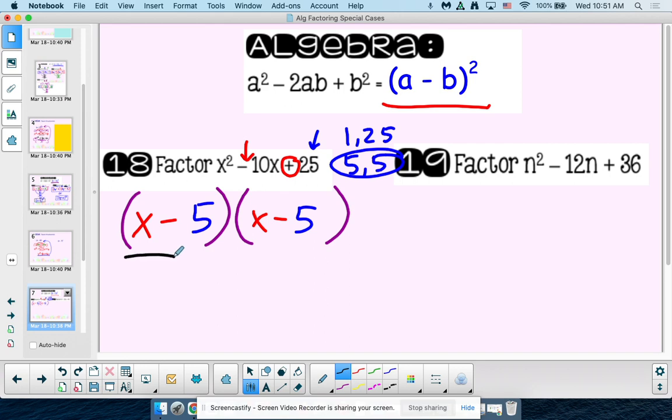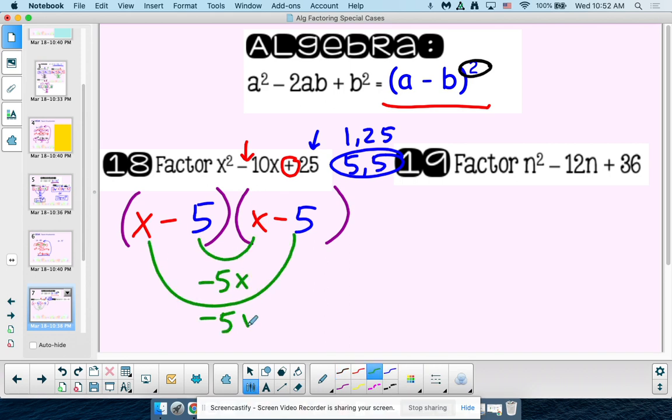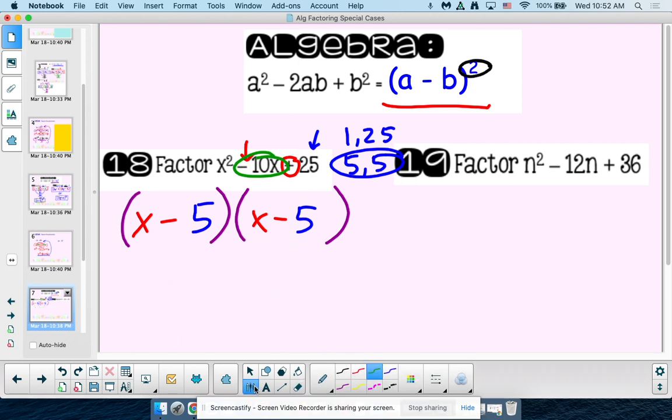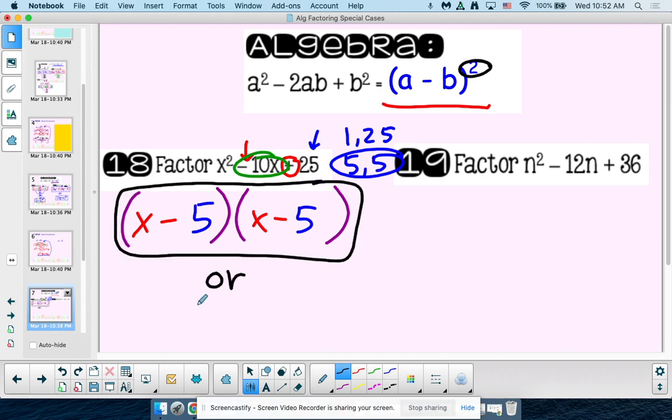So there we go. Again, check yourself. These are the same, which is how we get that squared. So we check out there. But most importantly, let's FOIL it out. So we get negative 5x. X times negative 5 is negative 5x. We combine them, negative 10x, which is what we wanted. Good work. So everything is right in the world. So you can leave your answer like this. Or you could write it as x minus 5 squared. Both are great. Both are correct.